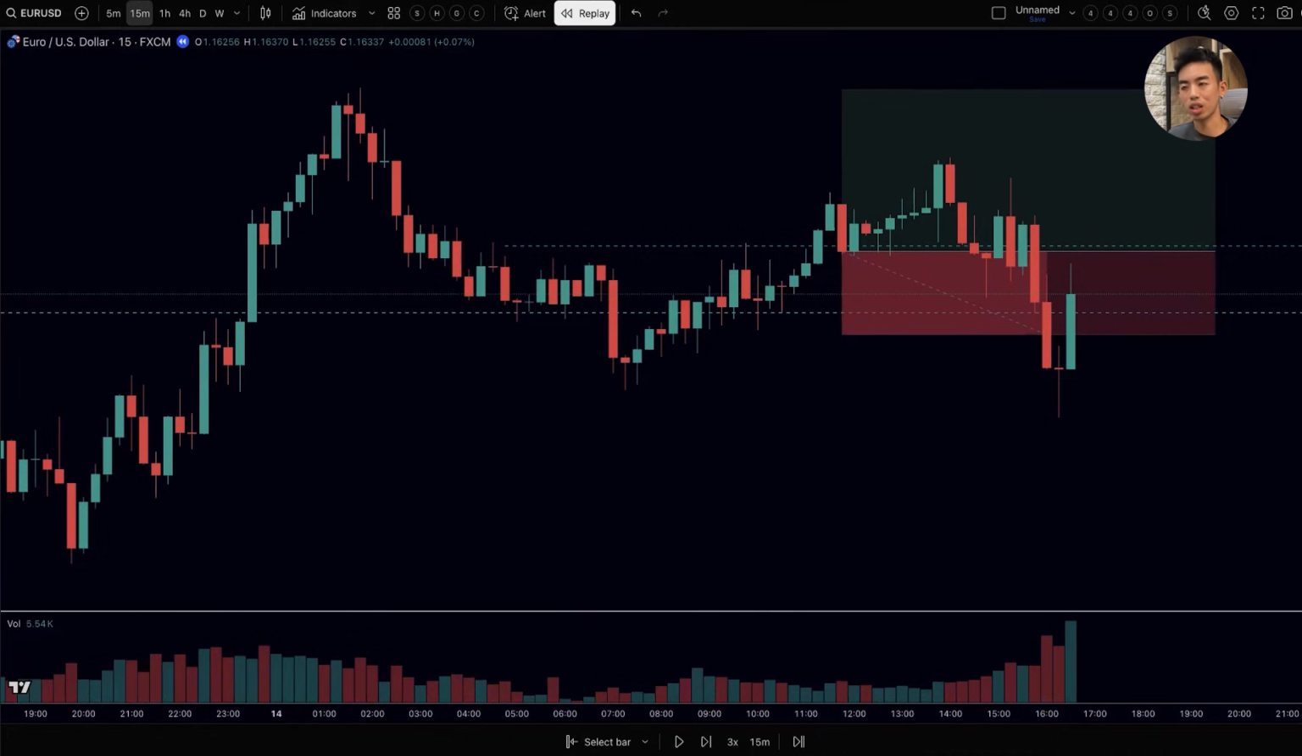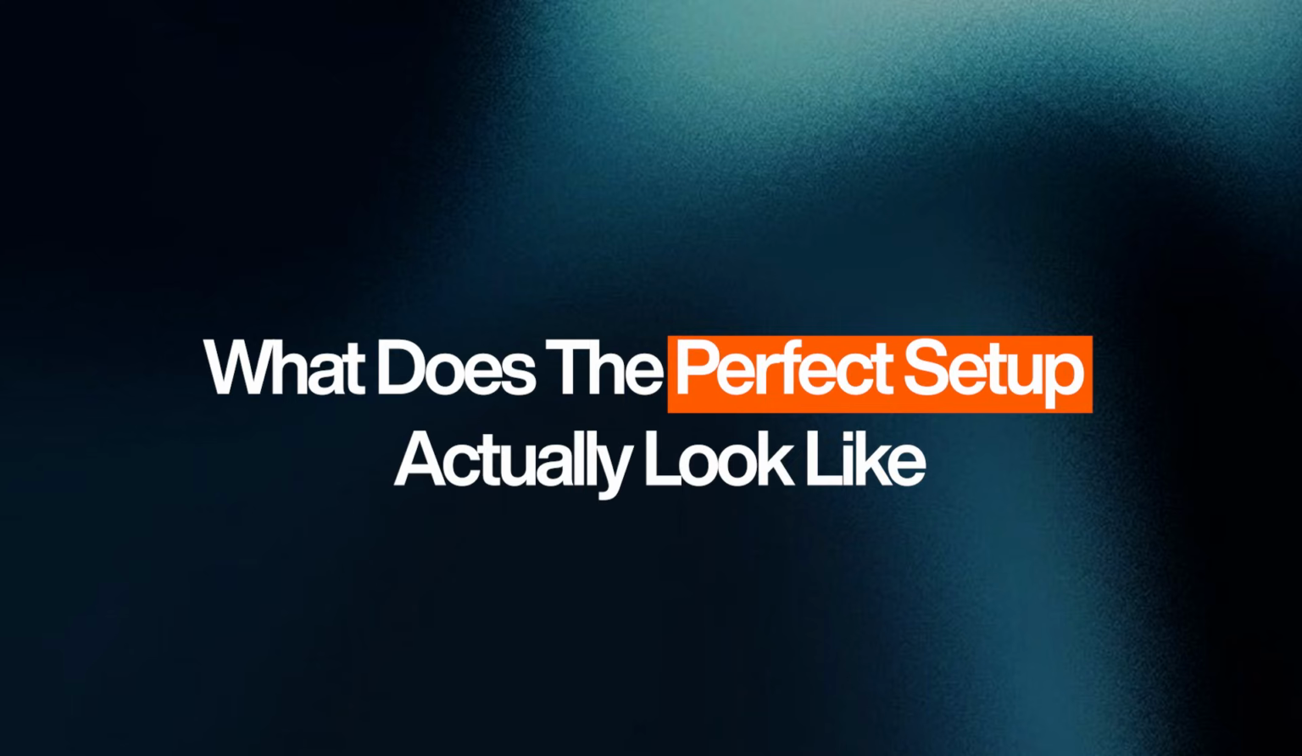So this is pretty much like a car that's running out of gas going up a hill. It could go a little bit further, but it's going to stop and slide back all the way down to the bottom of the hill. So what does the perfect setup actually look like?